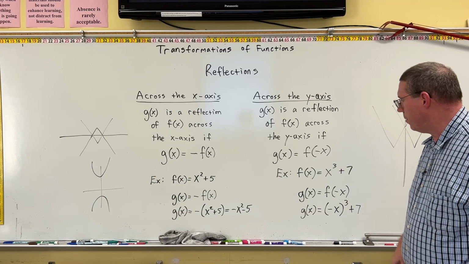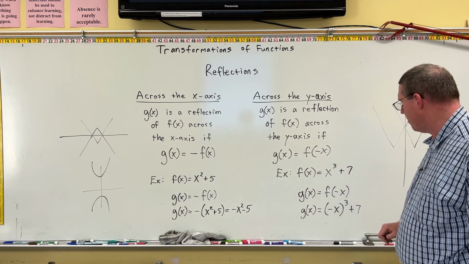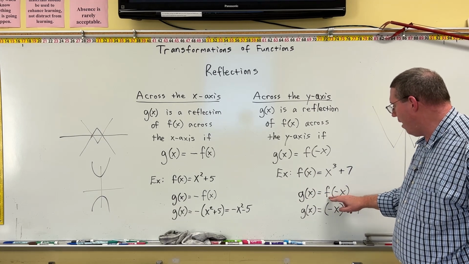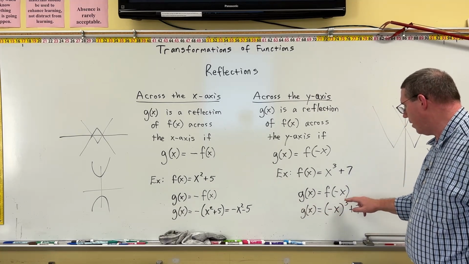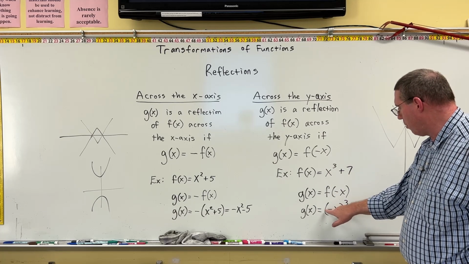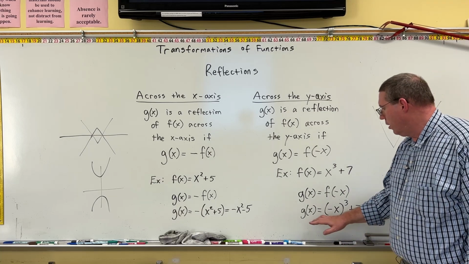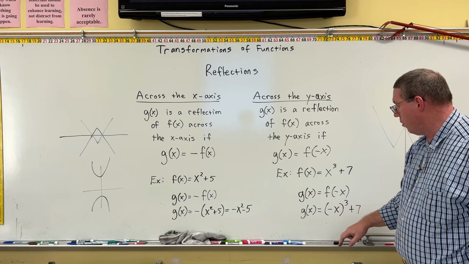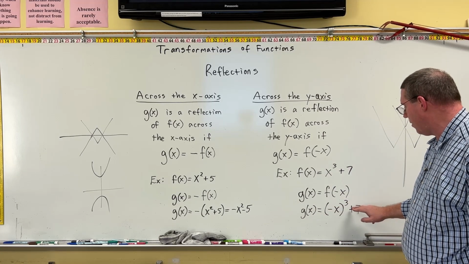So here's an example. Let's say that f of x is equal to x cubed plus 7. And so then g of x is going to be equal to f of the negative of x. So in for x, we're going to replace x with parentheses, and we're going to put in the negative of x. And so the reflection over the y-axis of f of x would be g of x, which is the negative of x, cubed, and then plus 7.